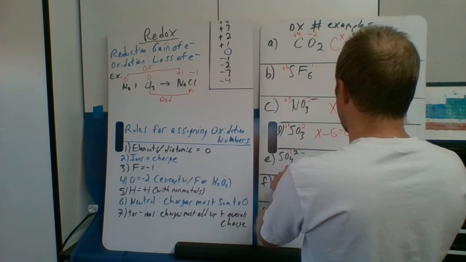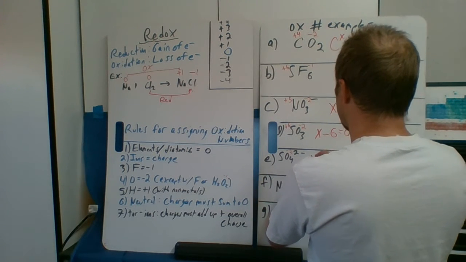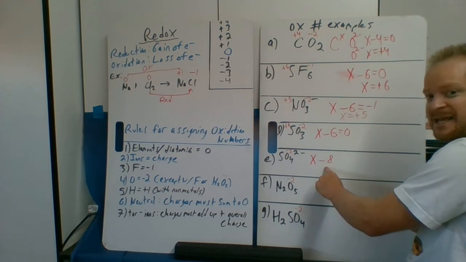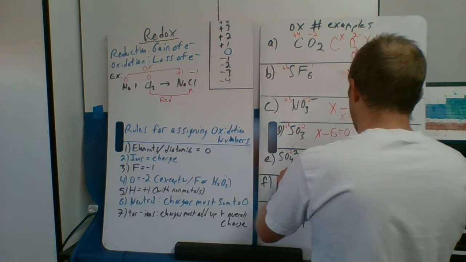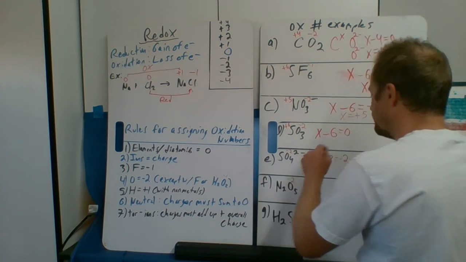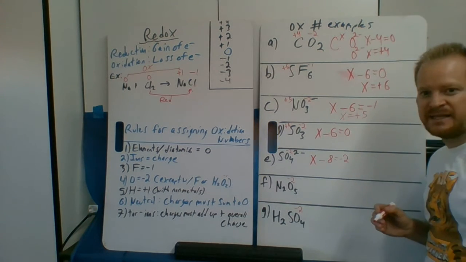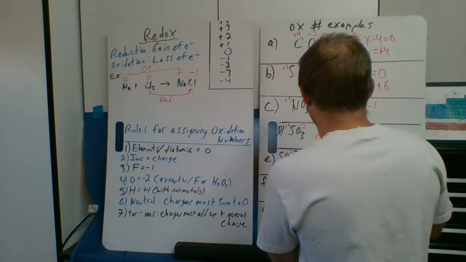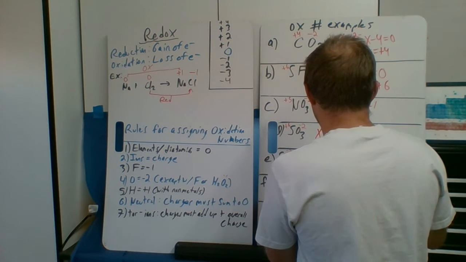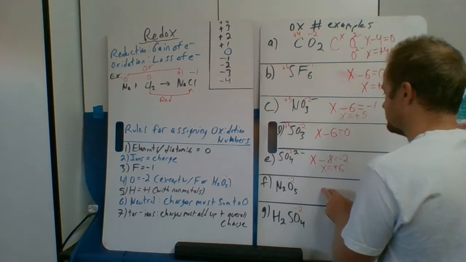Similar deal here. -2 times 4 is -8. There's one S. X minus 8 equals, we have a charge though, of -2. Okay, get X alone. X equals +6.